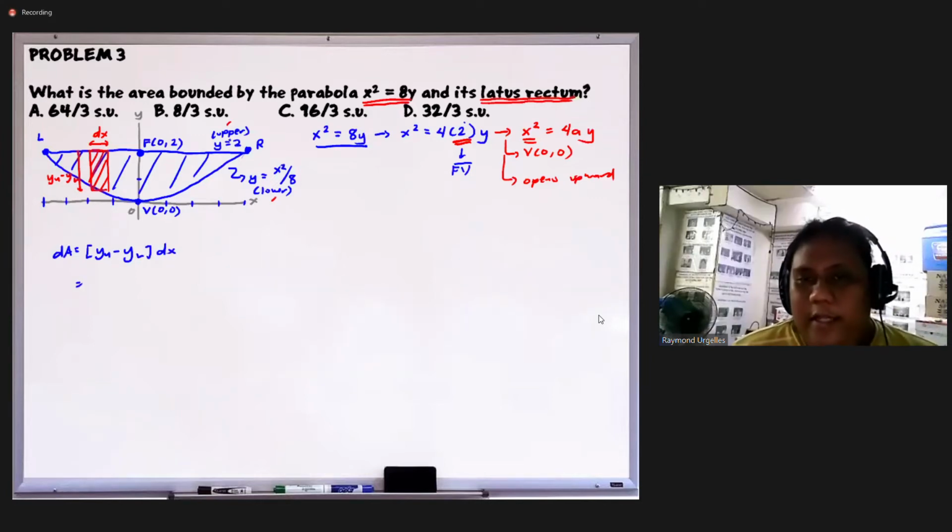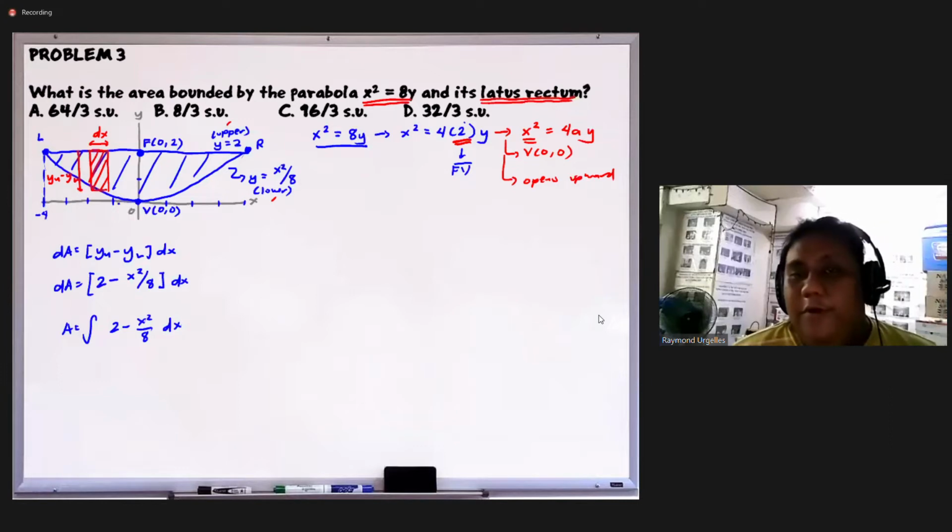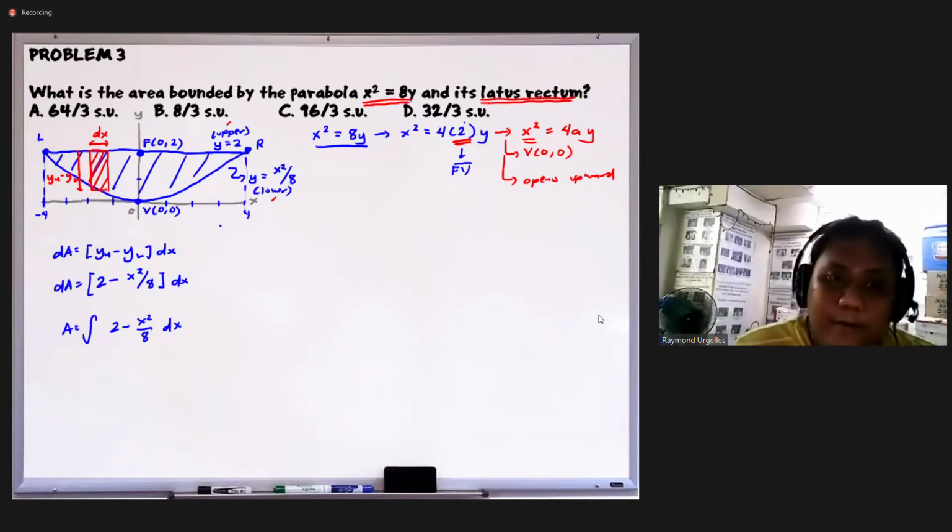Ang y upper natin is equal to 2. Ang y lower natin is equal to x squared over 8. So this is x squared over 8, times dx. Diba? Then solving for the area, kailangan lang natin itong i-integrate. Diba? So you have 2 minus x squared over 8 dx. Okay? Ito yung boundary natin. From here, this is negative 4 kasi 4 units sa kaliwa, tapos ito naman ay positive 4 kasi 4 units sa kanan. Diba? Therefore, this will be from negative 4 to 4.